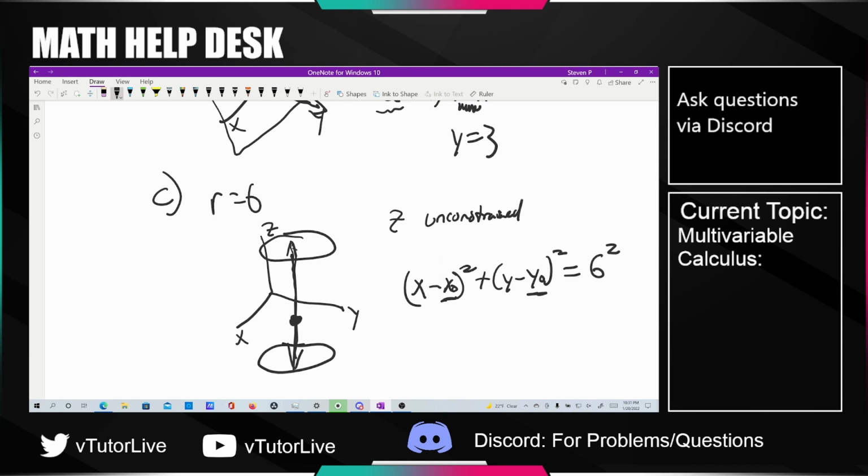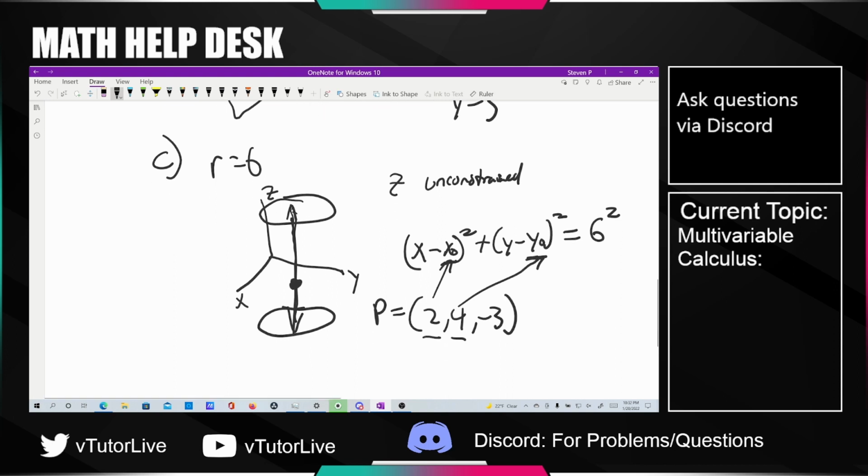What was our point? Was it point P? Yeah, so P was equal to (2, 4, -3). And this right here and this right here are your x naught and y naught. So if you plug those in, you're done. And that's your equation. But what the math is actually saying is that the -3 doesn't really matter. All that we care about this point is its x and y coordinates, x is equal to 2 and y is equal to 4.